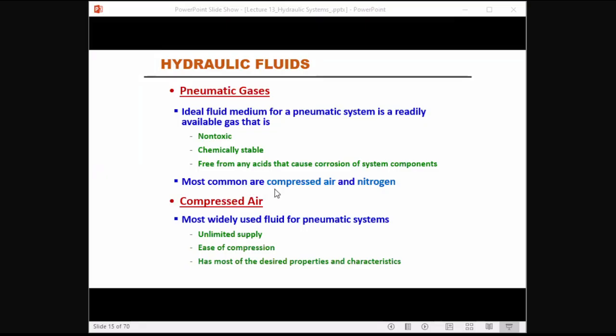Okay, then the most common are compressed air and nitrogen. Okay, under pneumatic gases, we can use most commonly compressed air. Okay, you can get compressed air using compression, and also nitrogen. Then this compressed air is the most widely used fluid in pneumatic systems.